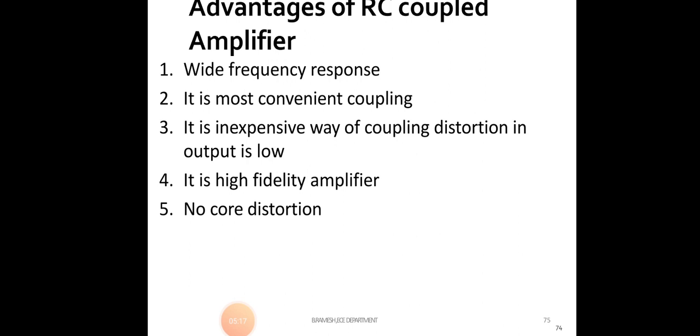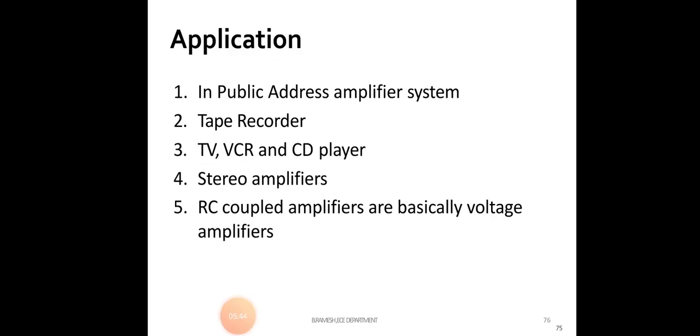Next, the advantages of the RC coupled amplifier: very wide band, a wide frequency response. It is the most convenient coupling. It is an inexpensive way of coupling. Distortion in the output is low. It is a high fidelity amplifier, with no core distortions.